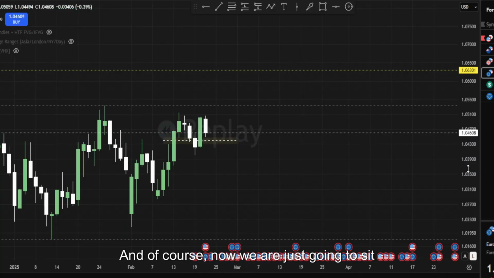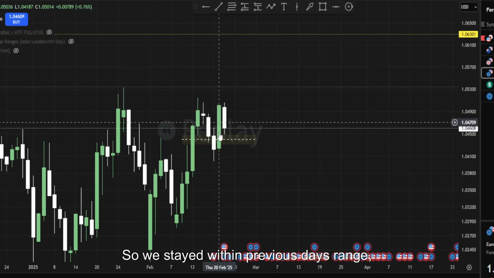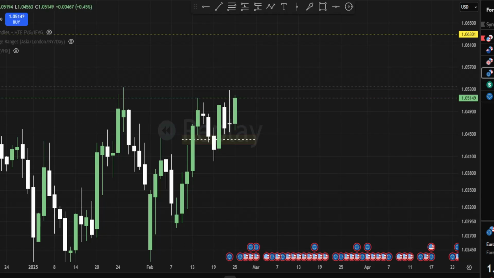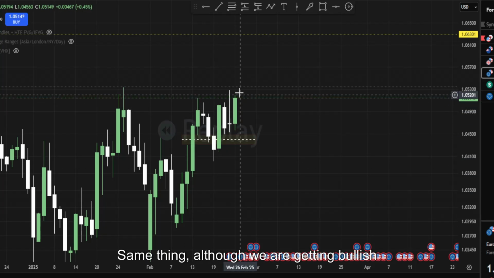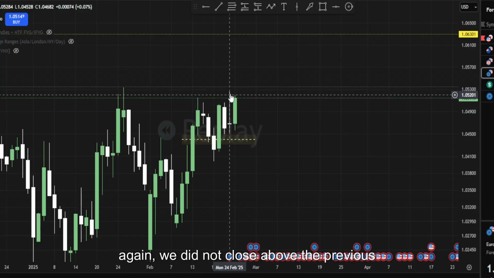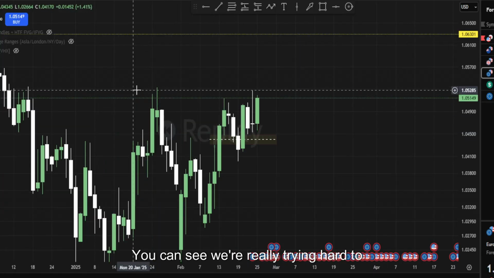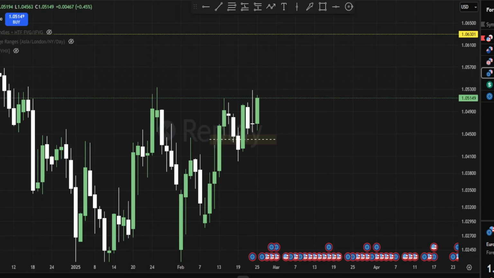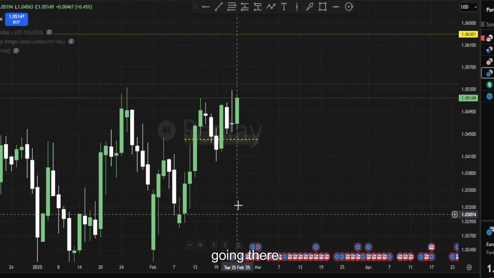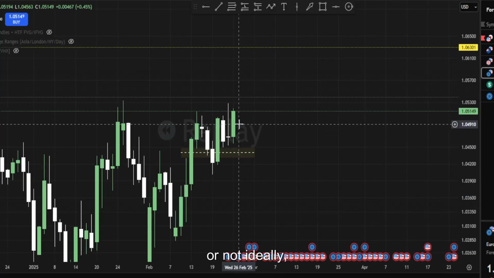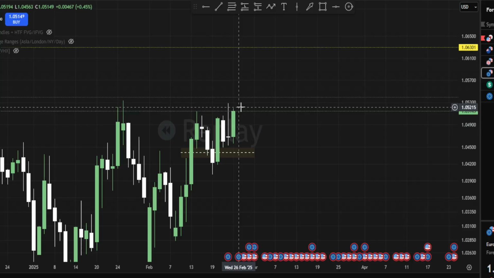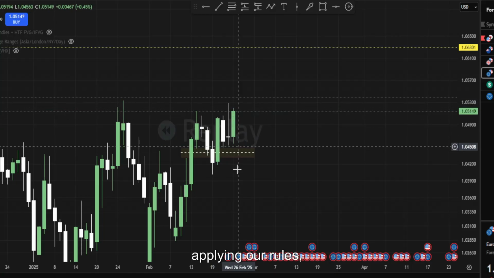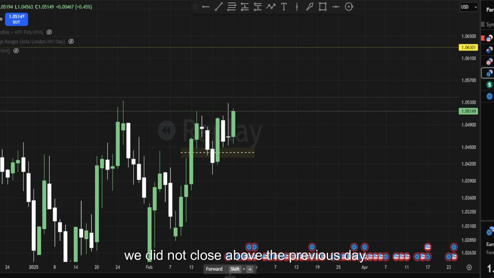And of course, now we are just going to sit here and chop. So we stayed within previous day's range. We're going to hold off. Same thing. We're going to hold off. Same thing. Although we are getting bullish again, we did not close above the previous day's high. You can see we're really trying hard to clear this liquidity, having a tough time. But we are going there. So ideally, my bias would still be bullish here, but applying our rules, we did not close above the previous day.